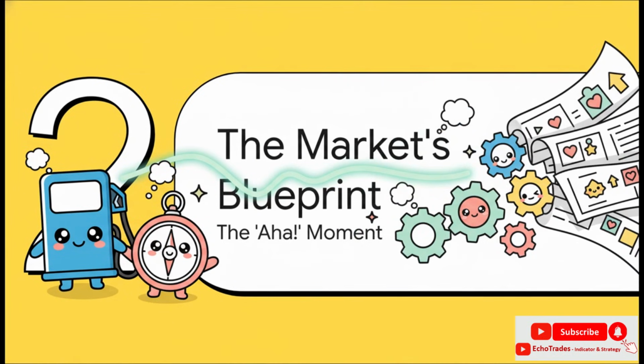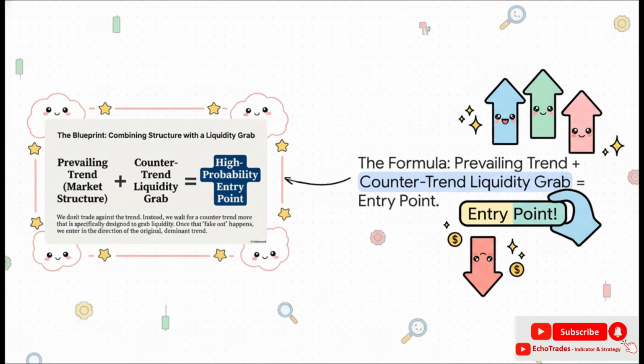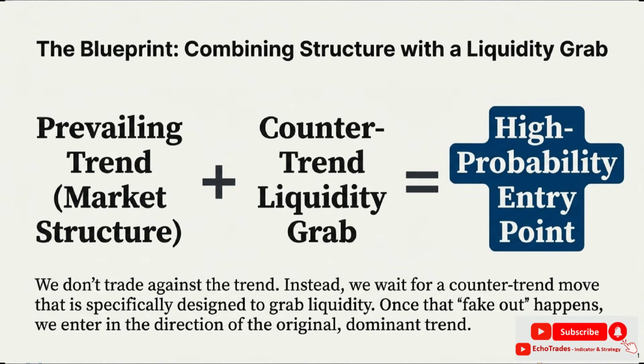All right, we've covered direction and we've covered fuel. Now it's time for the aha moment. This is where we put the two pieces of the puzzle together and unlock the actual blueprint. And here it is. This is the whole secret sauce right here on the screen. Our entire strategy is built on this simple formula.